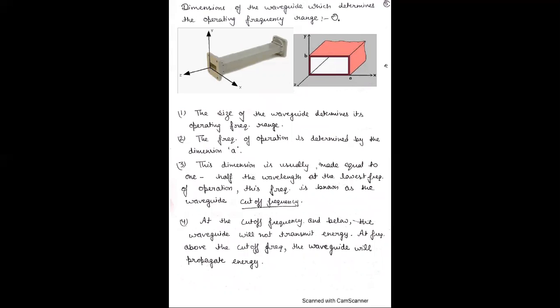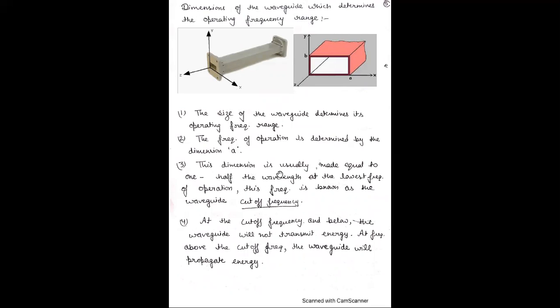The dimension of the waveguide depends upon the operating frequency range. The size of the waveguide determines its operating frequency range. Meaning, in which frequency range it will work depends on the size. The frequency of operation is determined by the dimension A. This is the height, B, and this is the width, A. The frequency of operation is determined by the dimension A.